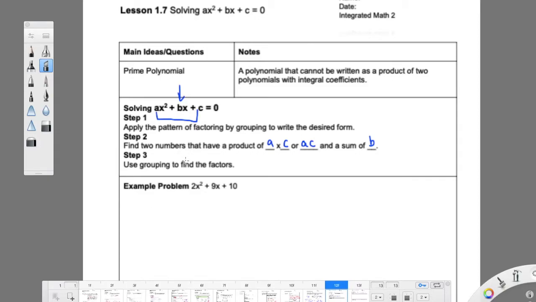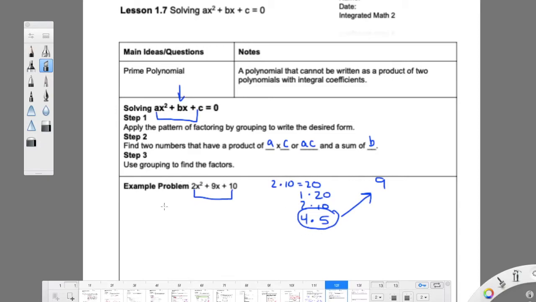So we want two numbers that will multiply to get A times C. 2 times 10 gives us 20. So we want to multiply to get 20, and we want them to add to 9. So we look at the factors of 20: 1 and 20, 2 and 10. We can't do 3, but we can do 4 and 5. Whoop, I found it. Those two add up to 9. So we want 4 and 5.